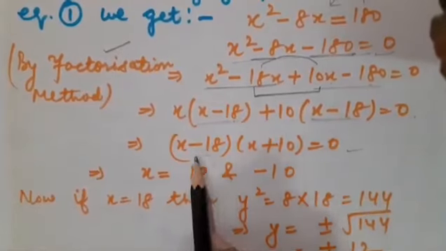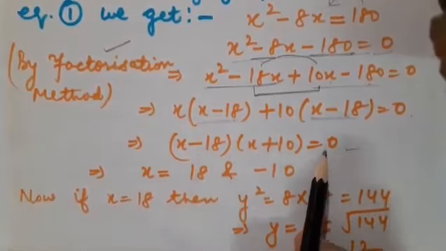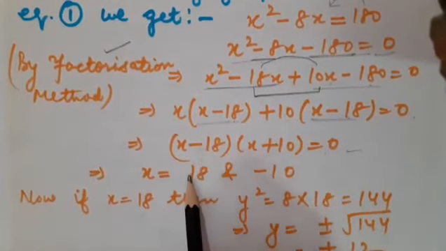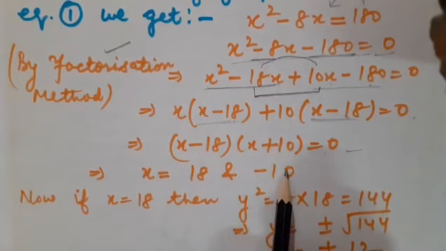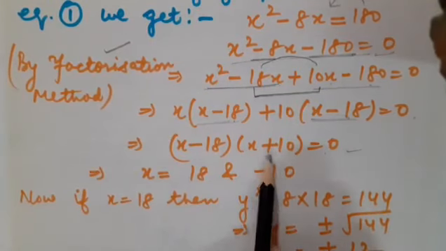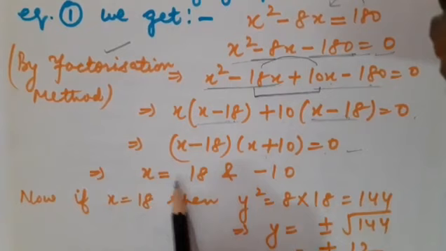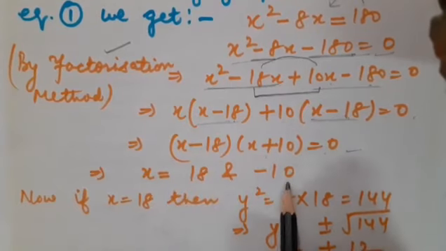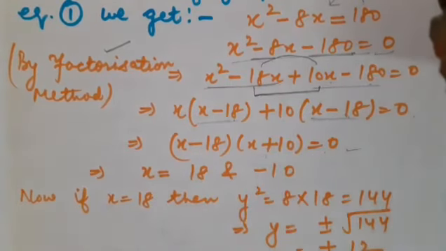When the product of two expressions is 0, then what can we say? That either one expression is 0 or the other expression is 0 or both are 0. Correct? So through this, I have got x is equal to 18 as well as x is equal to minus 10.